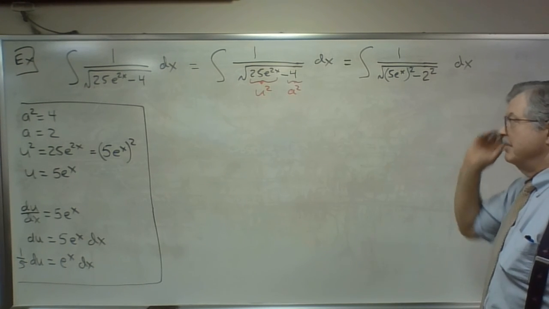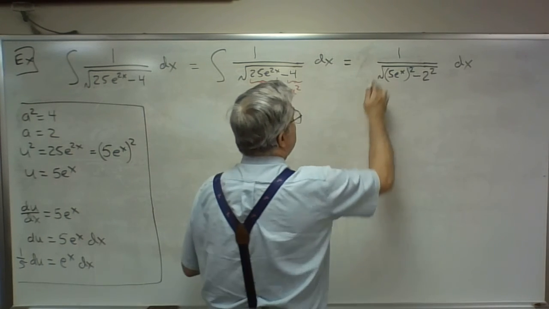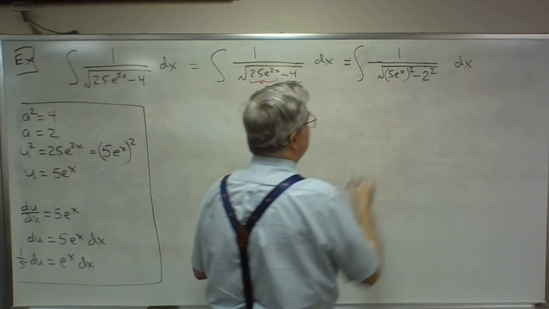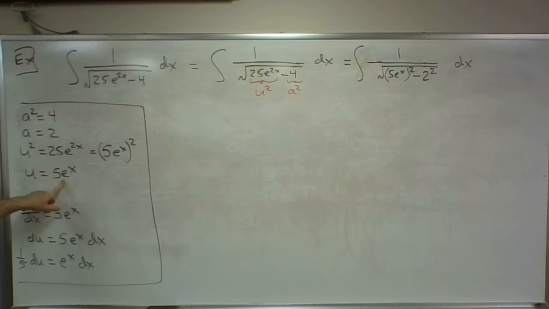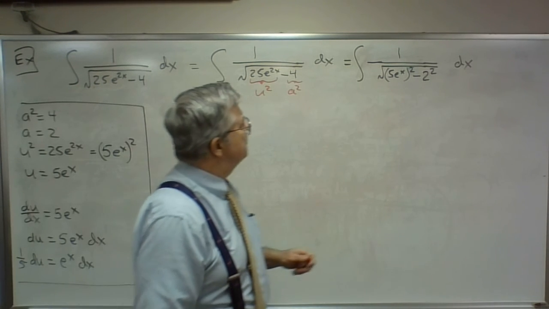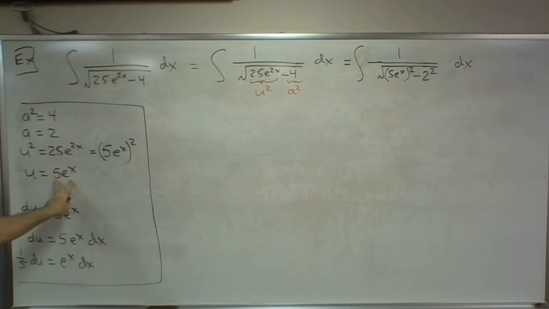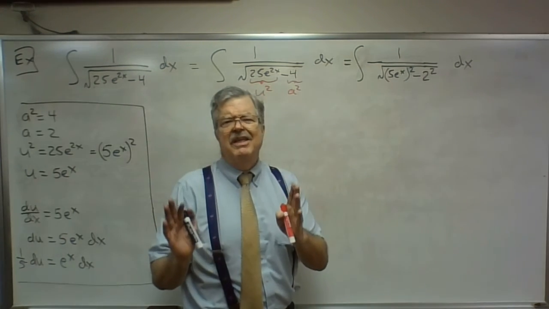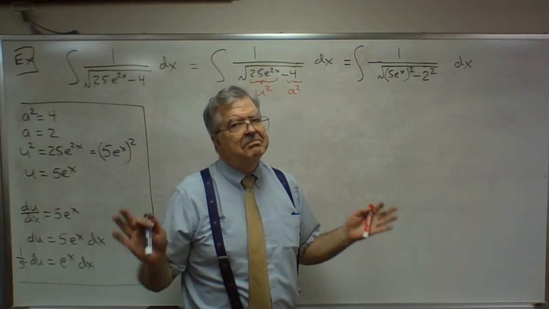So there's another problem. One problem is that I don't have u in front of this radical. And what is u? It's e to the x. And you know, I don't really need 5e to the x here for my u. If I just had e to the x, I'd be okay.